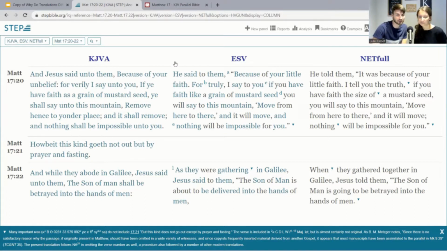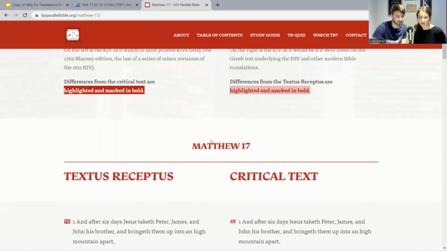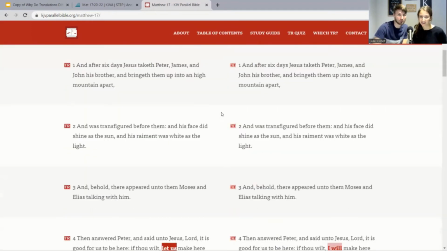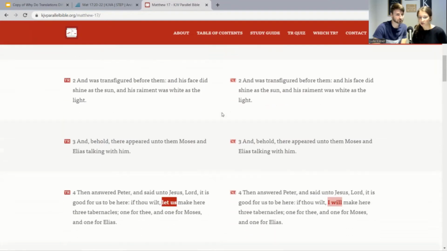Another easy way to compare is using kjvparallelbible.org. What this does is it puts the Textus Receptus, what the King James is translated from, next to the critical text, which is the modern one, after looking at the 5,000 manuscripts. This isn't the Dead Sea Scrolls, because this is just the New Testament. You can scroll and it highlights where they differ. Verses 1 through 3, there's no difference at all.